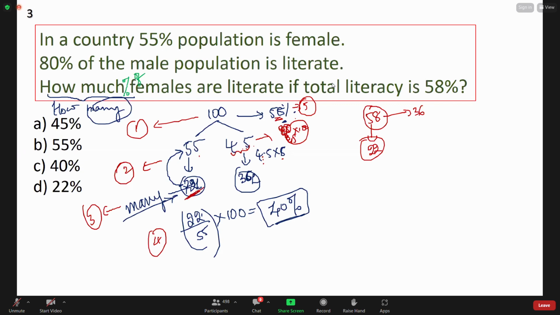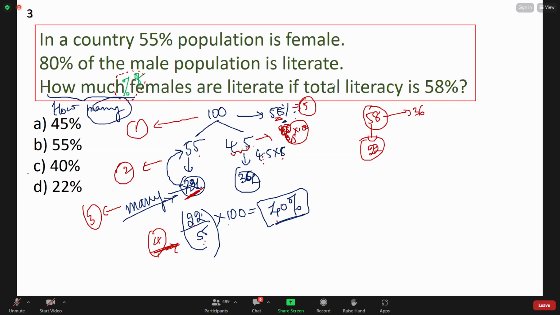The question clearly states how much females are literate if total literacy rate is 58%. When it says how much, it corresponds to the percentage there. That's why I wanted to make that clear. How much percentage of females are literate if total literacy rate is 58%? So what do we need to find out? Step number 4. 22 by 55 into 100. That is what we are trying to find out. Yes, very good. 40% is the right answer.